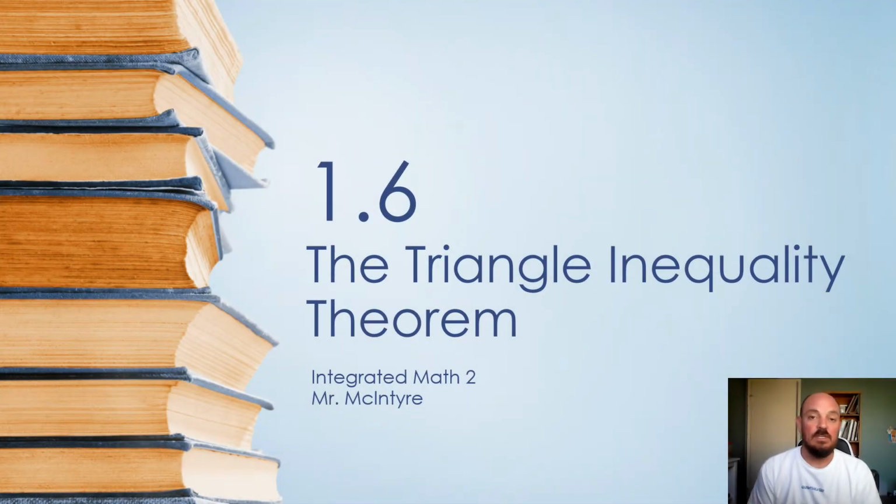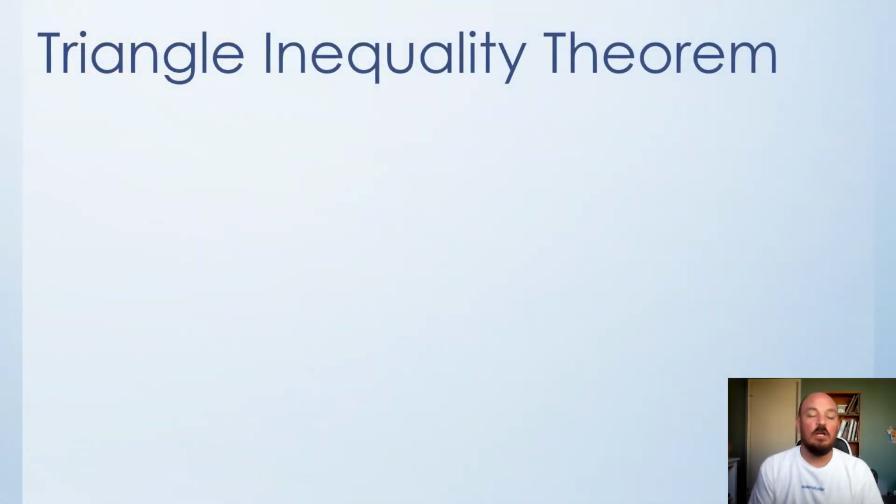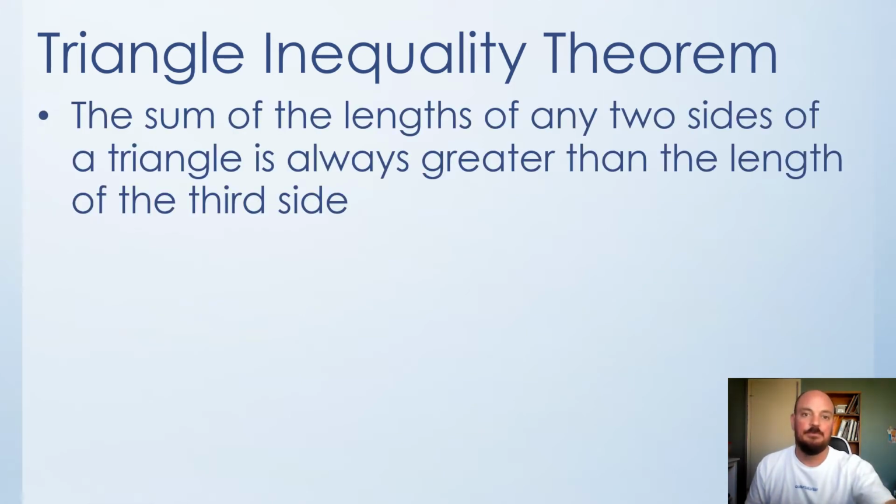All right, for 1.6, we're going to talk about the triangle inequality theorem, which, if you remember, the last section we did, 1.4, was called inequalities in a triangle. And that can be a little bit confusing because it's kind of two different types of inequalities. But what we're talking about today, when we talk about the triangle inequality theorem, is if I give you 3 line segments, whether you are even able to make a triangle out of them.